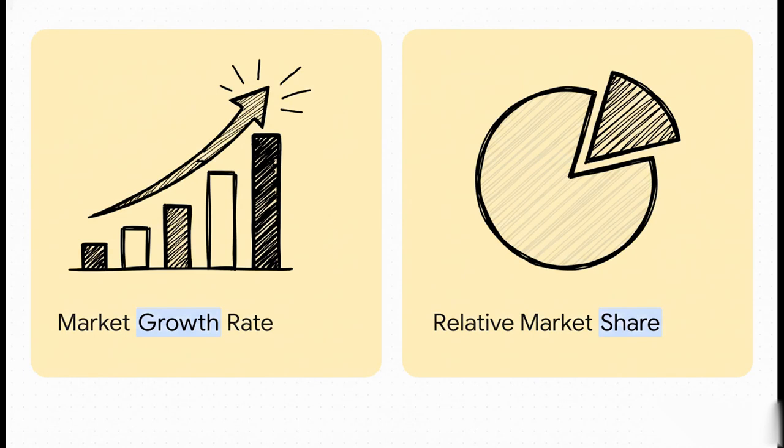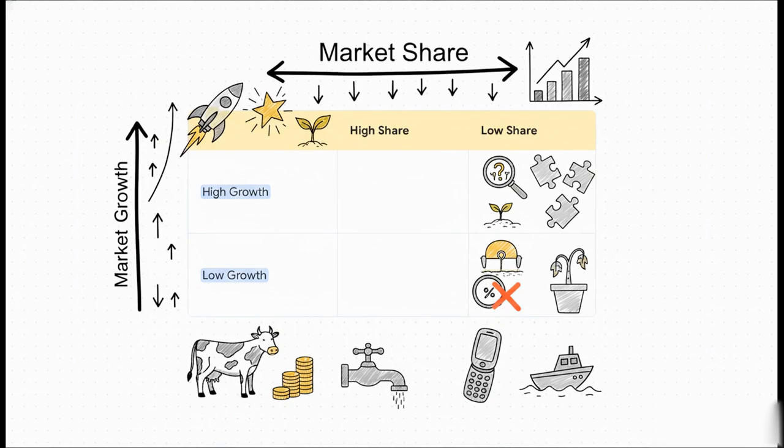The whole thing is built on two simple but really powerful ideas. First, you've got market growth rate. That just tells us how fast the entire market for a certain product is growing. And second, there's relative market share, which is basically how strong is our product compared to our biggest rival. So when you plot those two things against each other, you get this classic 2x2 grid.